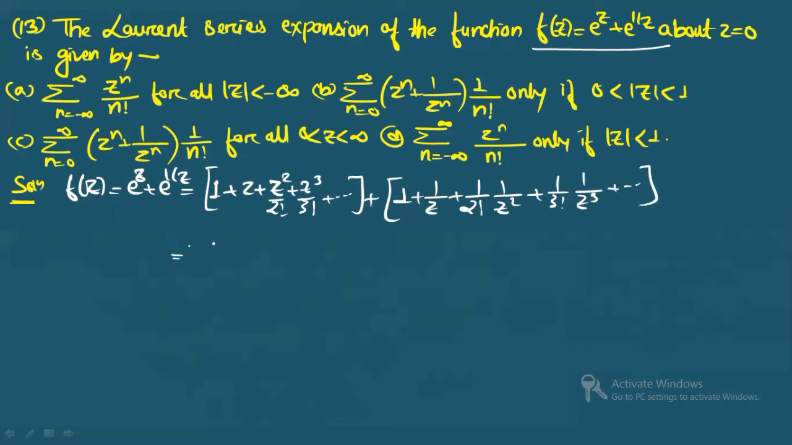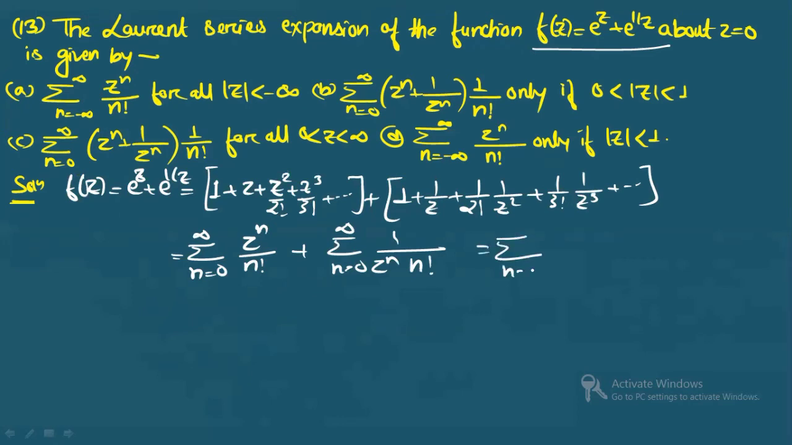So this you can write as summation n equals 0 to infinity z to the power n by factorial n, plus, the second term, summation n equals 0 to infinity 1 by z to the power n factorial n. Clear? So further you can write it taking the summation common, and also taking 1 by factorial n common. This will give you z to the power n plus 1 by z to the power n.